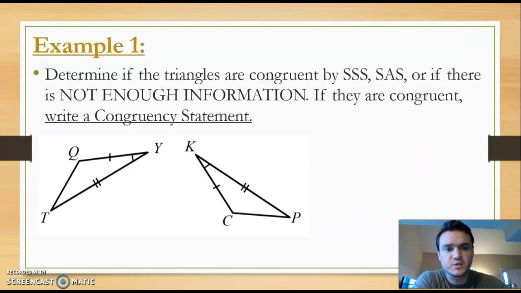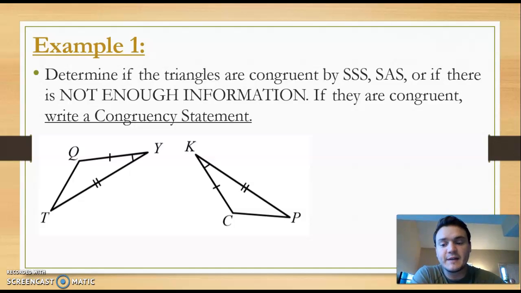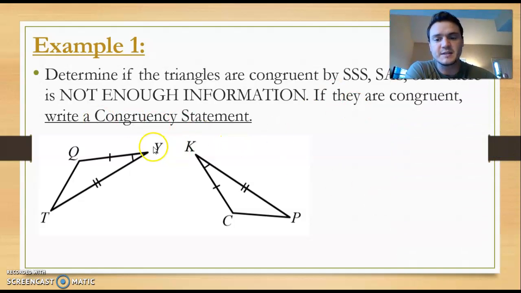All right, so this is where you can start filling in your guided notes. Example 1. These problems are going to be very similar to what you're going to have to do on the test over these SSS, SAS, and whatnot. It says determine if the triangles are congruent by SSS, SAS, or if there's not enough information. If they are congruent, write a congruency statement. A congruency statement is basically the correspondence, writing the letters in the correct order.